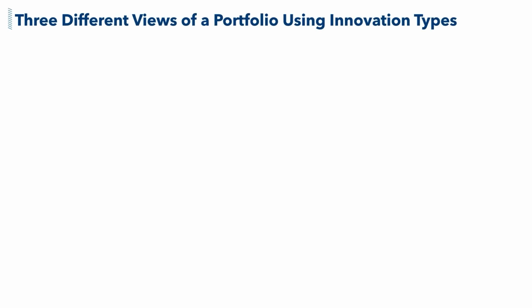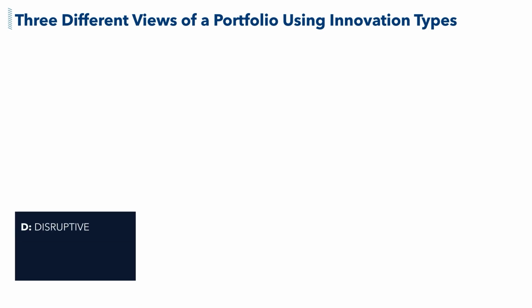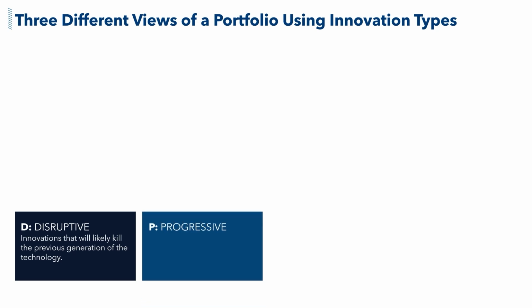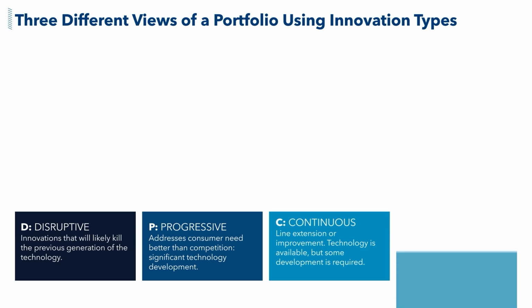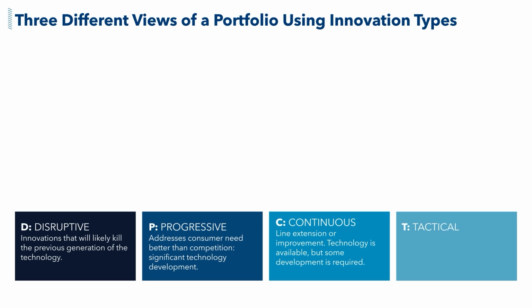The portfolio can be viewed from different angles using innovation types. In this example, the club member categorized its projects into 4 types. D stands for disruptive. These are innovations that will likely kill the previous generation of technology. Next, P stands for progressive. This addresses consumer needs better than the competition. A good example includes significant technology development. Then C stands for continuous. This is line extension or product improvement involving available technology or some required development. Lastly, T stands for tactical. This includes customer demands, operational optimization, etc.